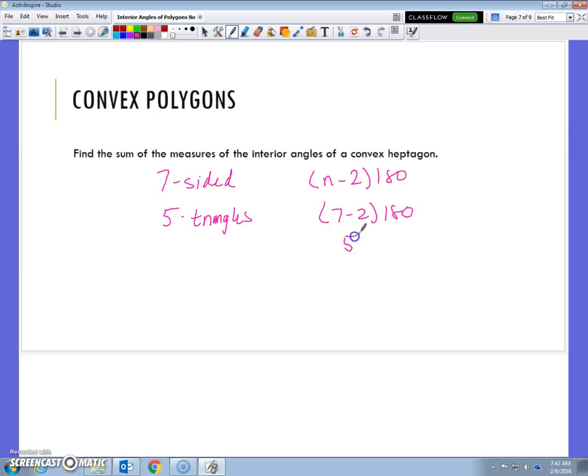180, or in this case 5 times 180. So we'd have 360, 720, 900. 900 degrees. The sum of the interior angles would have to add up to 900 degrees. Now it doesn't say anything about being regular, so I don't know that every angle is 900 divided by 7. It just says it's a heptagon, it's convex, and the total measure of its angles should be 900 degrees.